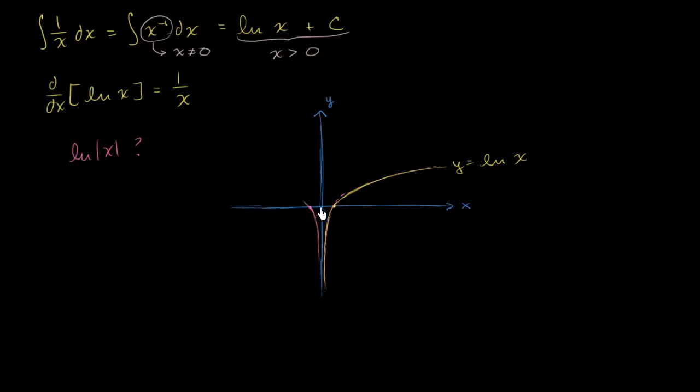So what's nice about this function is you see it's defined everywhere. It's defined everywhere except for, I'm trying to draw it as symmetrically as possible, it's defined everywhere except for x equals 0. So if you combine this pink part and this part on the right, if you combine both of these, you get y is equal to the natural log of the absolute value of x.